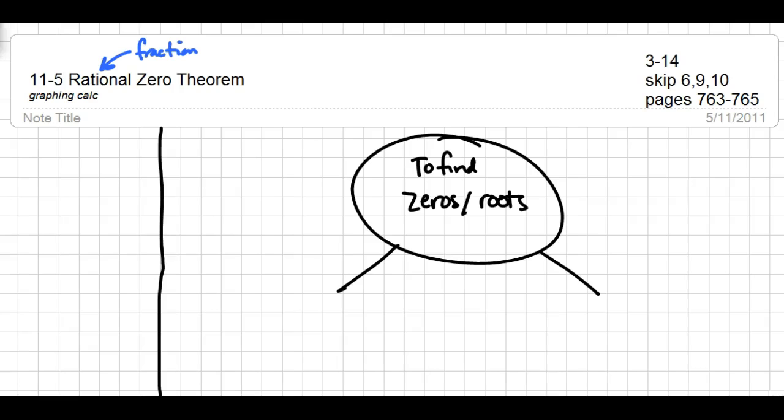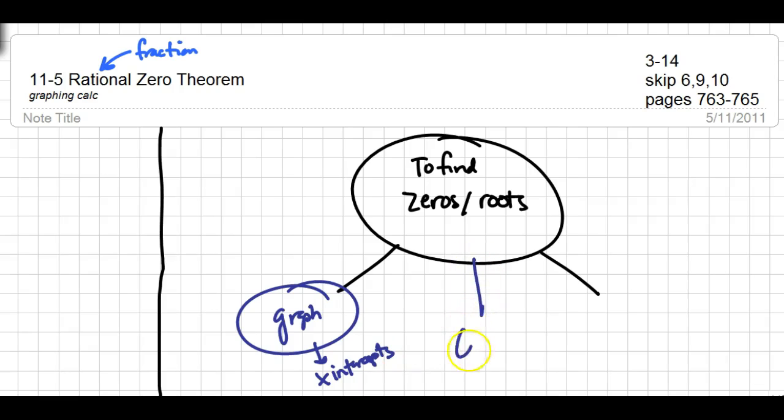In the previous lesson, we talked about some different methods you can use to find zeros or roots or solutions. So let's review what those are. One of the ways you can find a root is to graph it. And when you do the graph, you're looking for x-intercepts. The x-intercepts are the roots or the zeros. You can also use the quadratic formula, which we'll get to later on in Chapter 11. You can also factor.